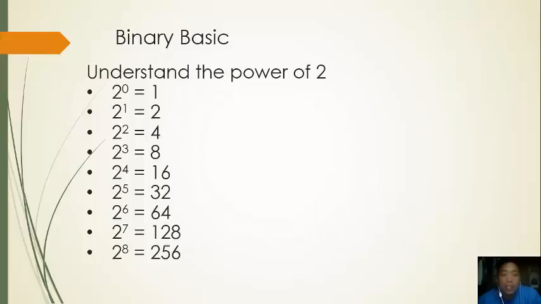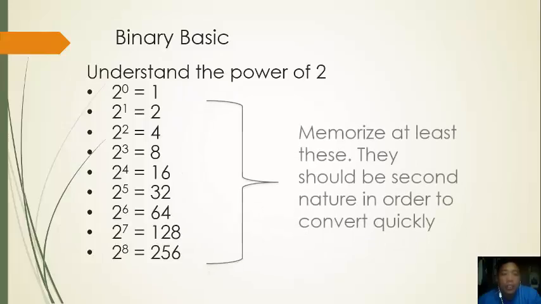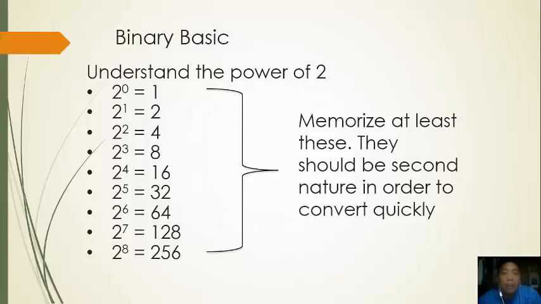Okay, the basic binary that we need to memorize is the powers of 2. 2 raised to the power of 0 is equal to 1. 2 raised to the power of 1 is equivalent to 2. So, it goes on like that, until 2 raised to the power of 8 is equal to 256. This will be the benchmark for our conversion table.